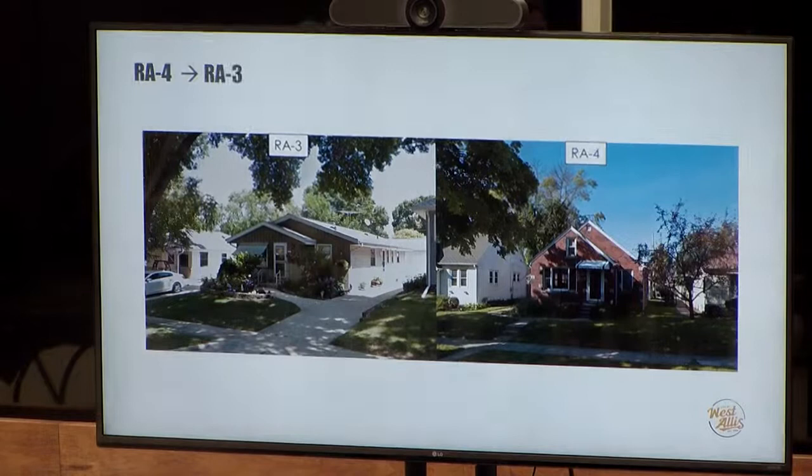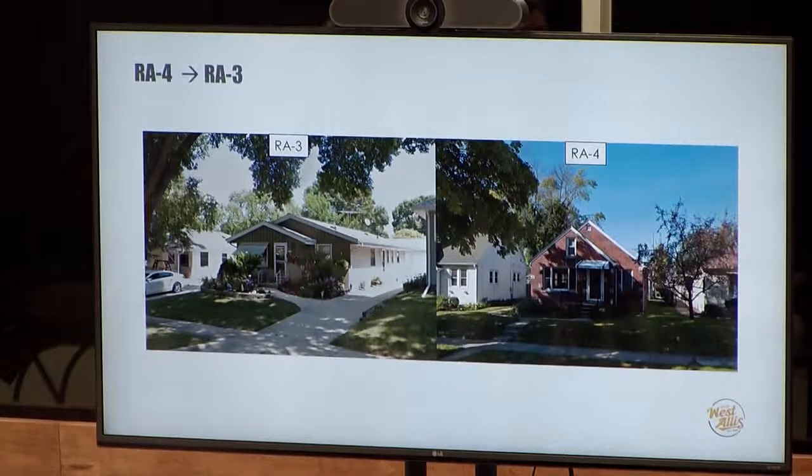Here's some examples of the types of homes you might see in these districts. They're both pretty similar, typically smaller ranch-style homes on small to moderate-sized lots, and these ones are good examples of having a very similar character. So we want to merge these together.